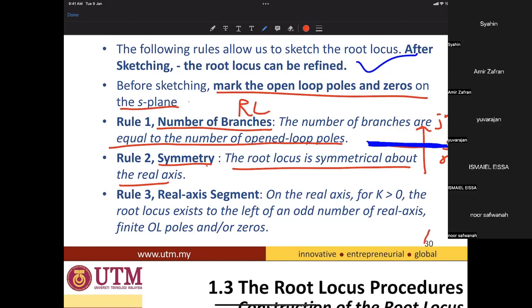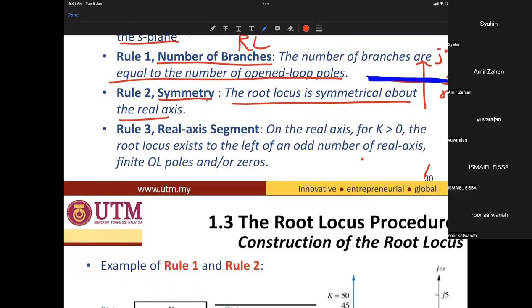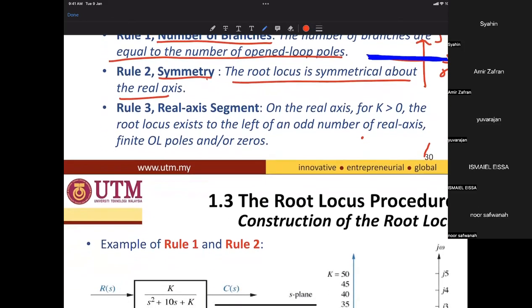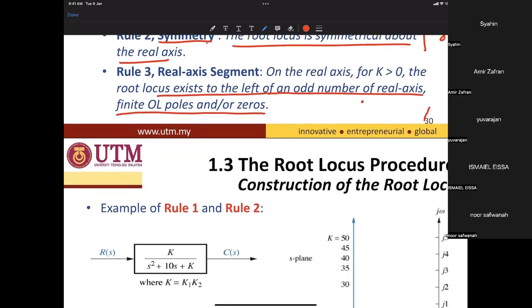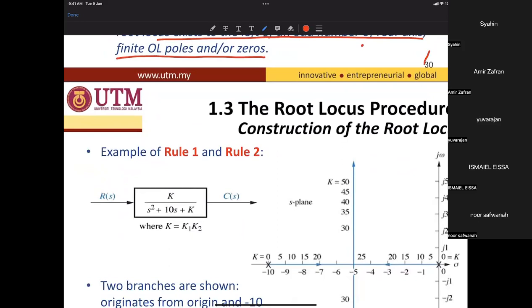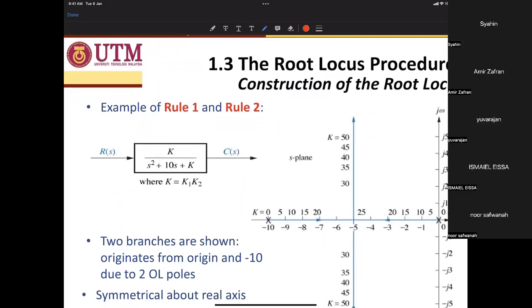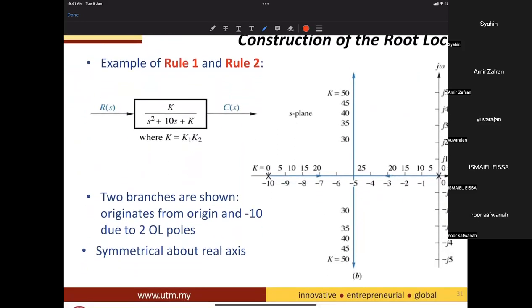And then on the real axis, rule number 3: for K greater than 0, the root locus exists to the left of an odd number of real axis finite open loop poles and zeros. Okay, so that one we describe in the next slide, for example, for rule 1 and rule number 2.